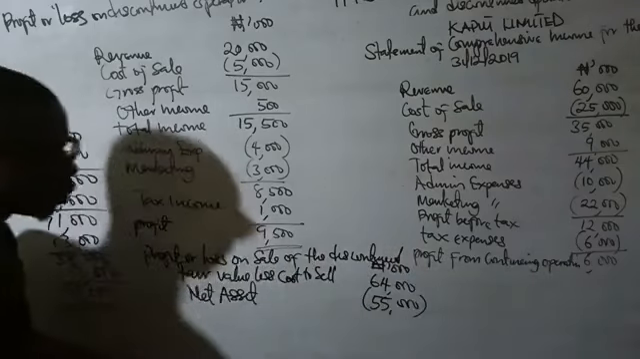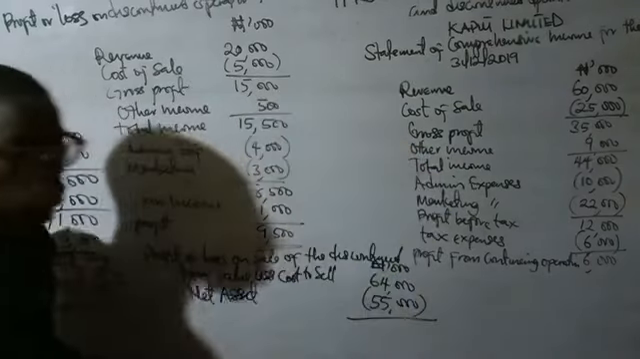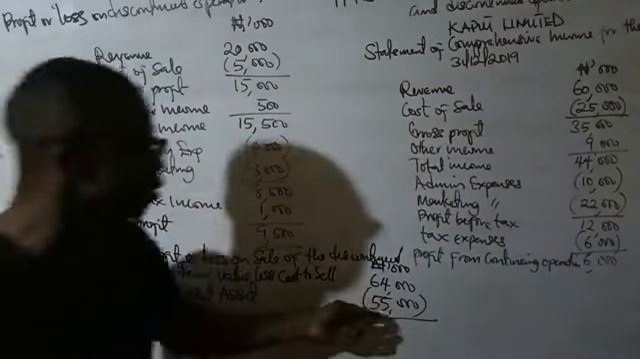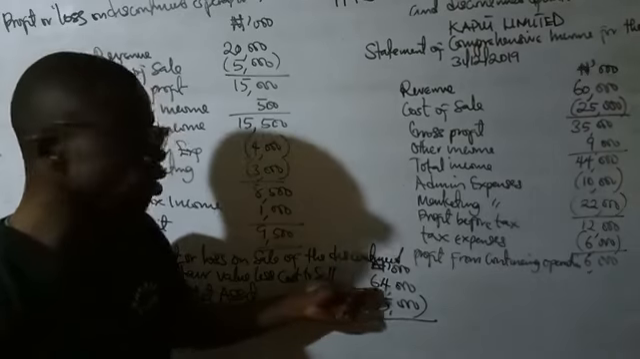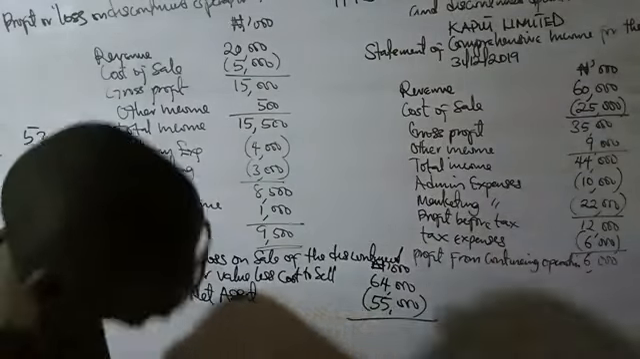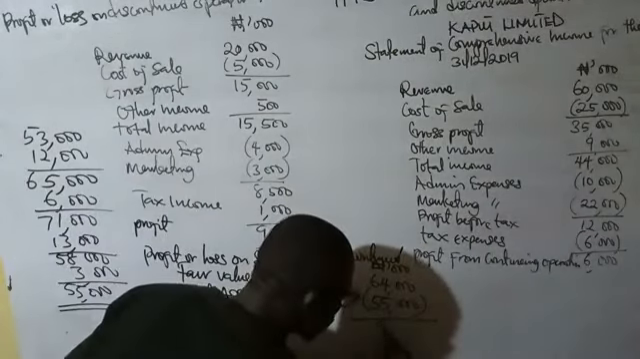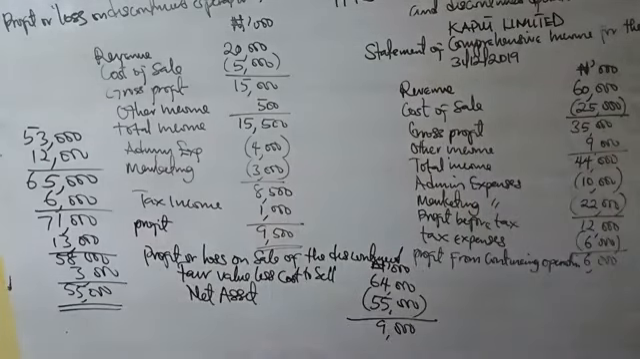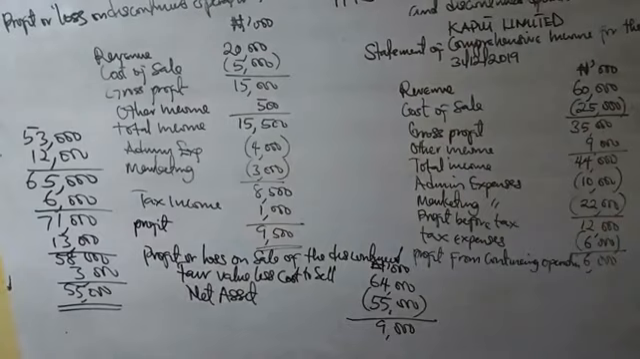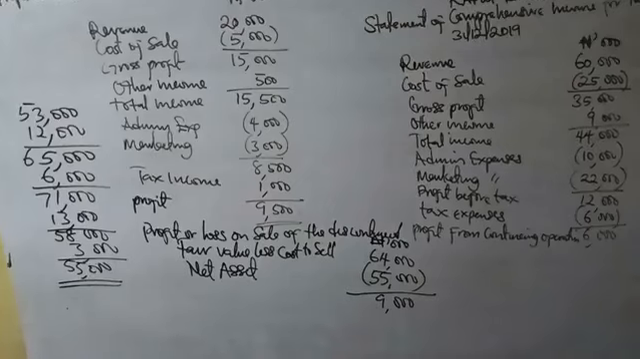Am I communicating? Now, the assets and liabilities come to 55 million, and if you are to sell it, you will sell it for 64 million. That means you have made a profit. A profit of how much? 9 million. Am I communicating? You have made a profit of 9 million. So let's move forward now.